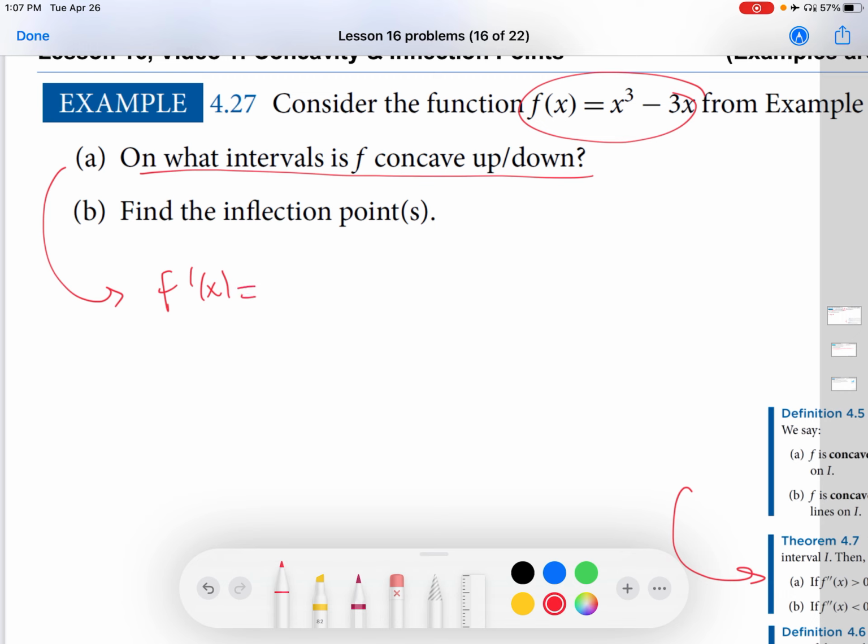This is a difference of two power functions. This is 3x to the first, and this is x cubed. So I'll apply all the derivative rules that we've been talking about from chapter 3. So power rule here, 3x squared minus 3. And then I need the second derivative, so I'll differentiate that again. Once more, this is a power function, and then the derivative of 3 is 0. It's a constant. So I get 6x here for my second derivative.